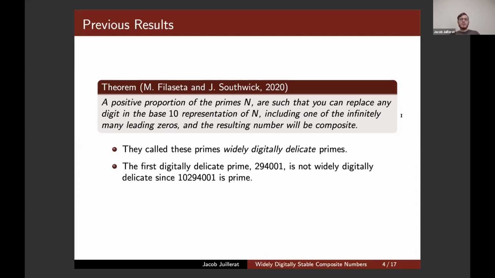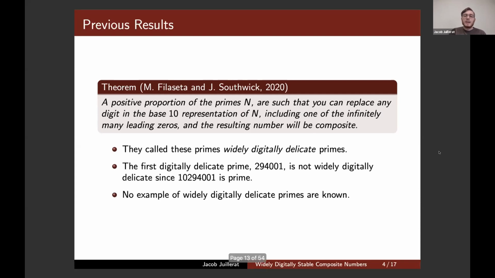And the first digitally delicate prime, 294001, is not widely digitally delicate, since you can replace the second leading zero with a 1, and the resulting number is prime. And even though their proof was constructive, and so our proof will also be constructive, they couldn't find an example in base 10, just because our computers can't really handle that right now.